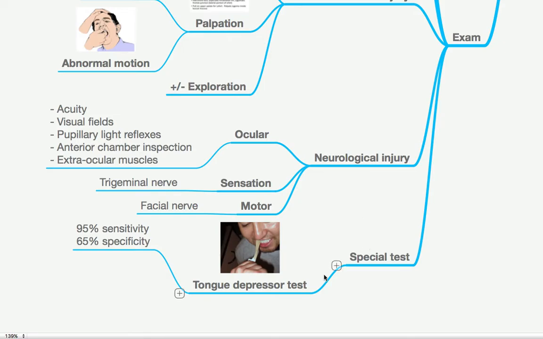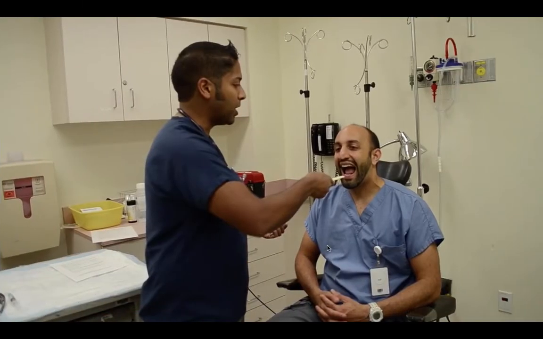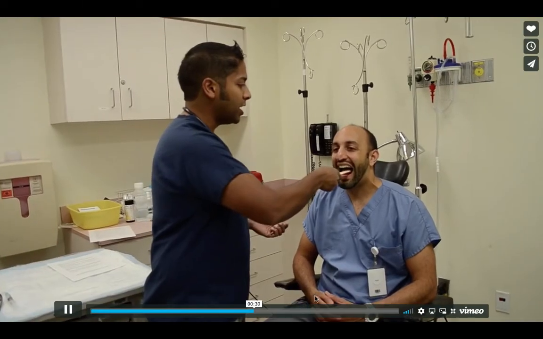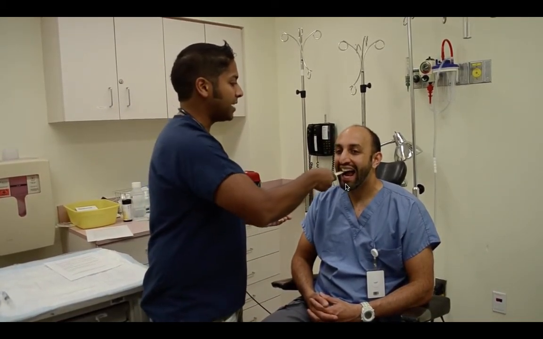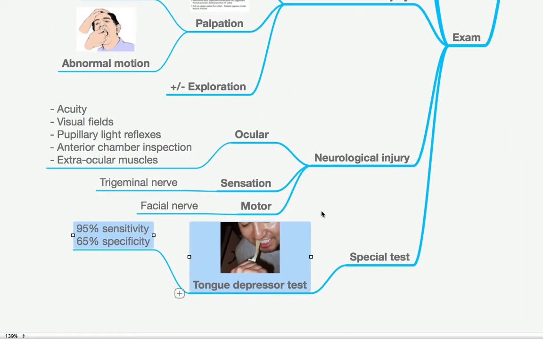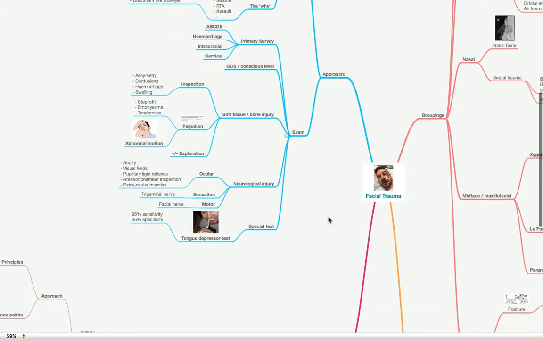And then also consider this special test down here, the tongue depressor test, if you've got any concern of mandibular injury. This is a great rule-out test for any mandibular fracture, and basically just involves inserting a tongue depressor into someone's mouth, asking them to clamp down and to twist it, and if they can hold onto it while you snap it, then that pretty much rules out a mandibular fracture with a sensitivity of 95% and also a decent specificity of around 65%. So that's the general approach to a facial injury.